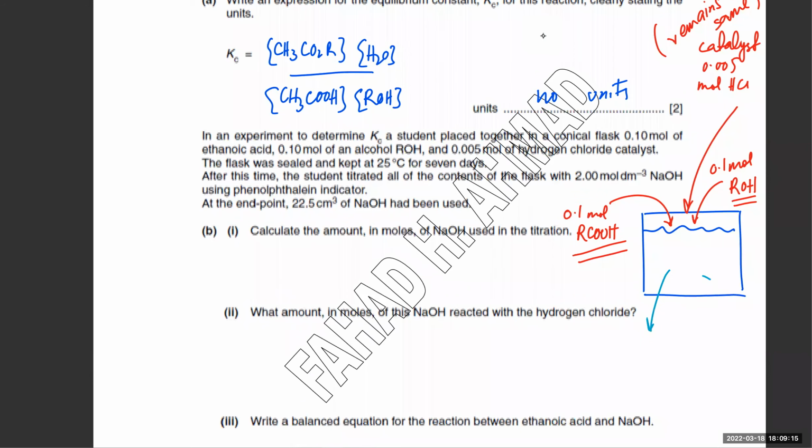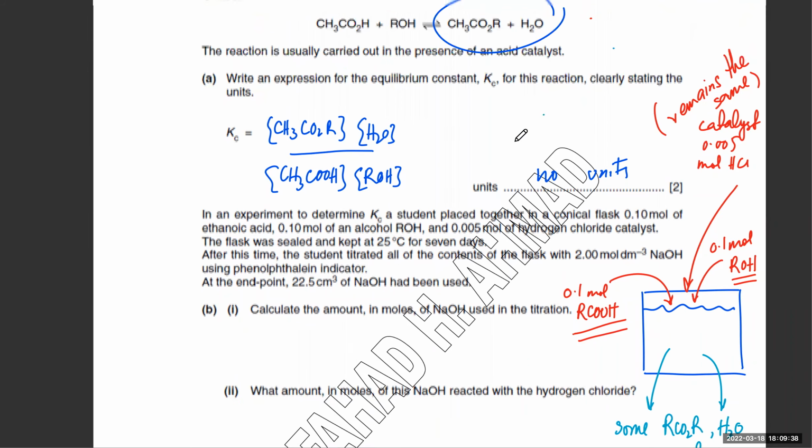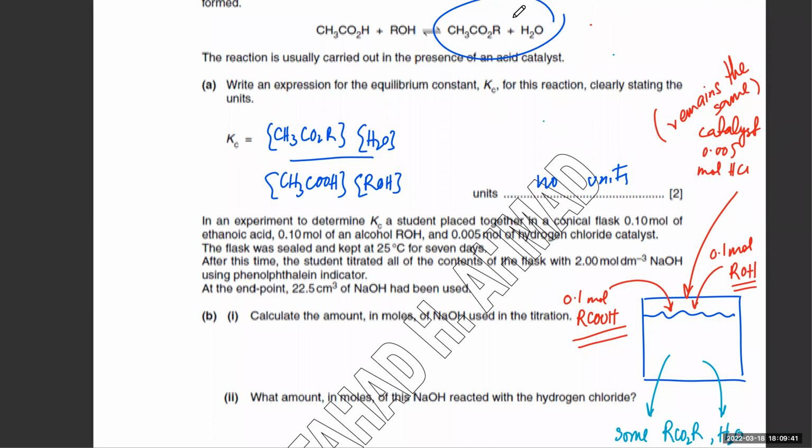So 7 days के बाद ना क्या होगा आपके पास? कि some ester, मतलब ester को भी मैं इस तरह लिख लेता हूँ, RCO2R, and some water molecule present, right? Is that clear? ठीक है, मतलब obviously reaction होगा ना, these two will react together, so they would produce an ester and a water molecule. Is that clear?